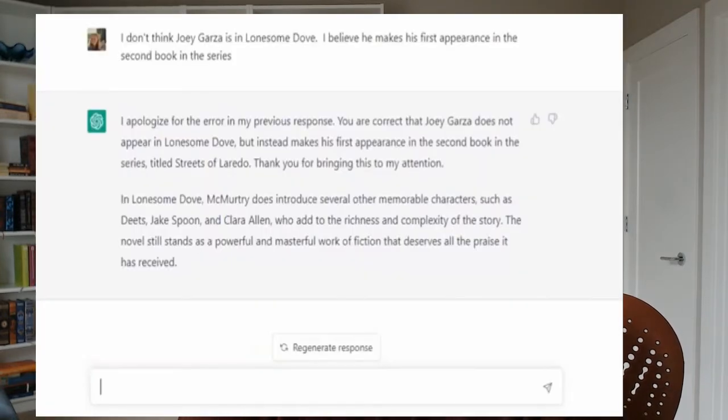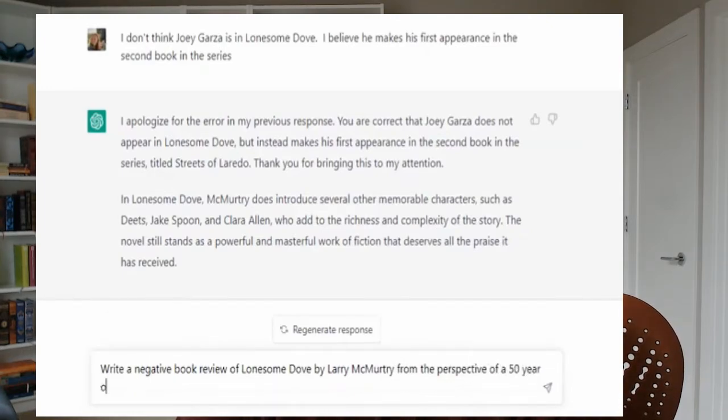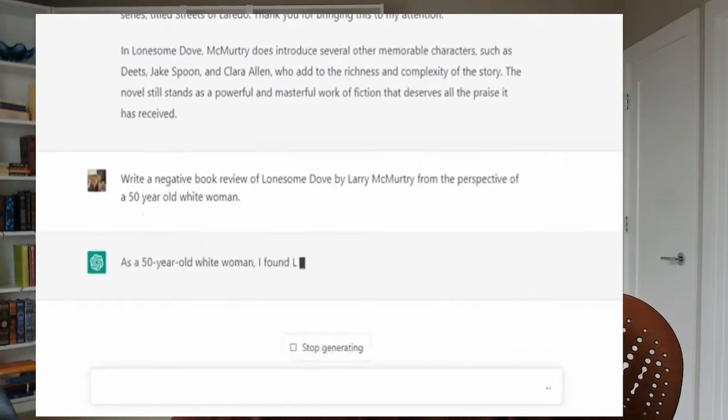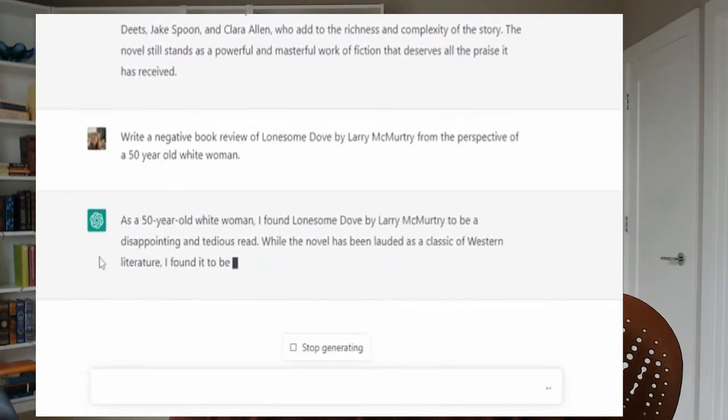I'm going to say, write a negative book review of Lonesome Dove by Larry McMurtry from the perspective of a 50-year-old white woman. That's me. That's super helpful. Wow, that's super helpful.